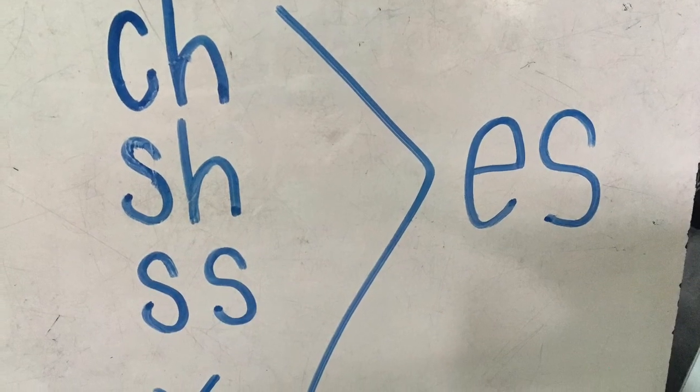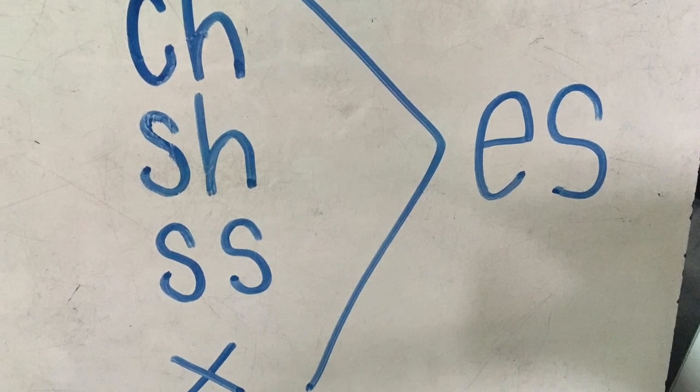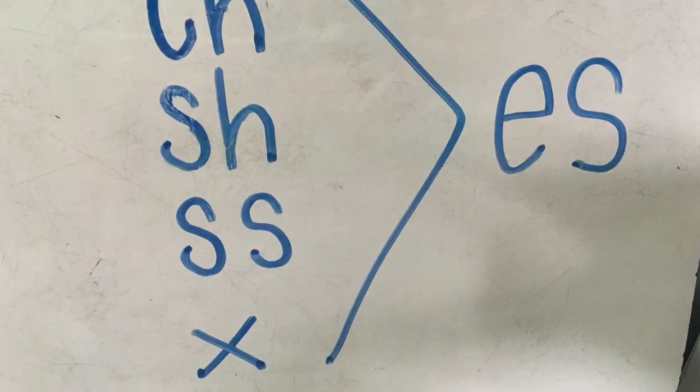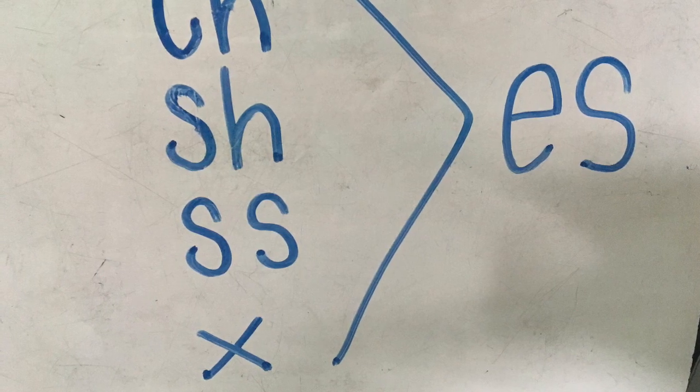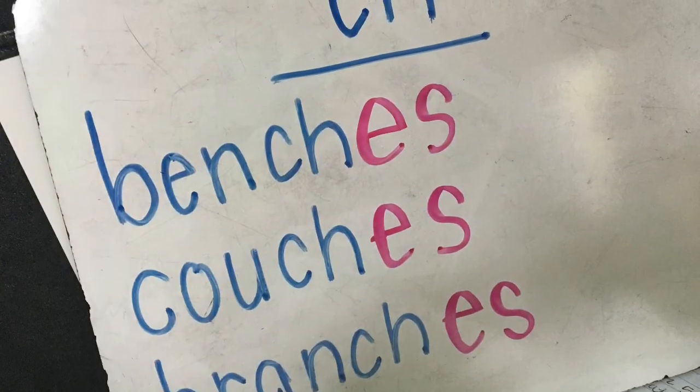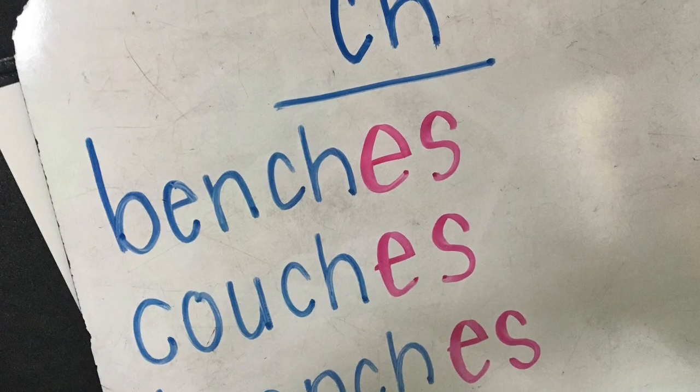These words end in CH, SH, SS, or X, and you have to add an ES to those words in order to make them plural. For example, CH, we have benches, couches, branches.